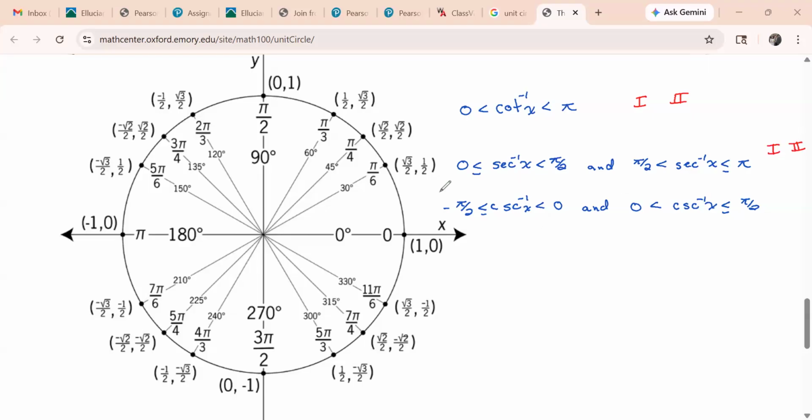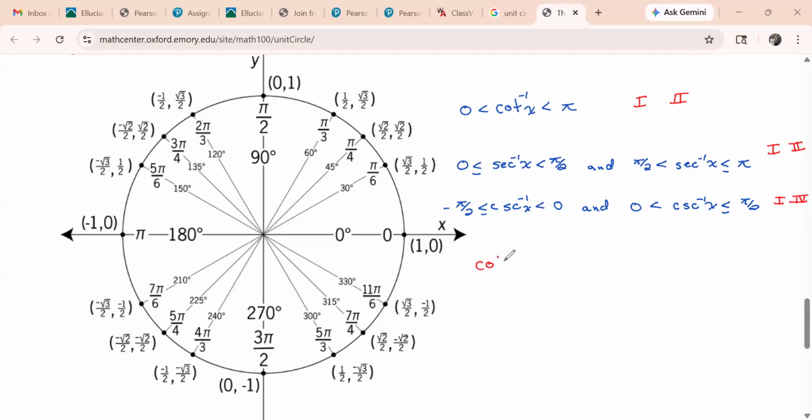And cosecant starts at negative pi over 2, goes up to 0. We have to skip over 0 because it's an asymptote, just like pi over 2 is an asymptote for secant. And then we continue to pi over 2. This puts us in quadrants 1 and 4.